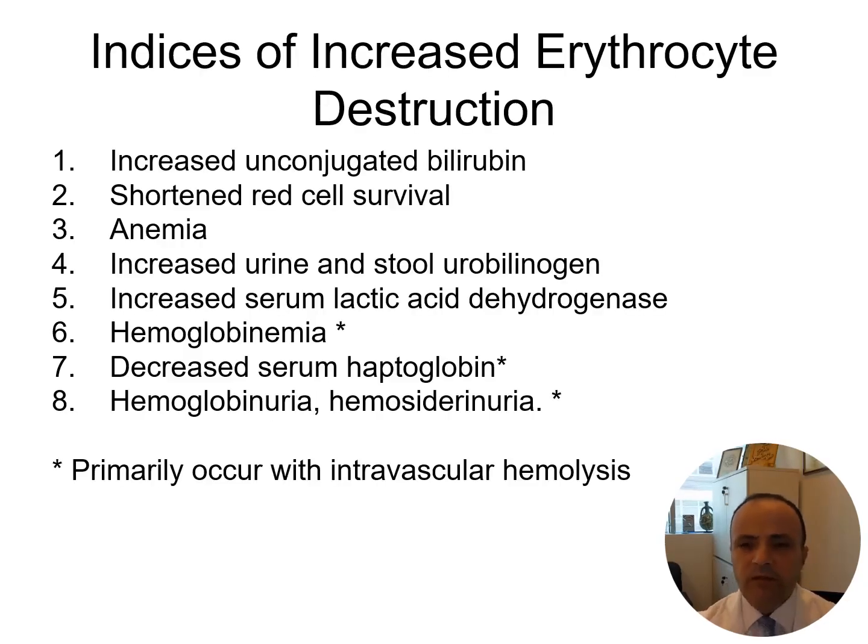So indices of increased red cell destruction: when you destroy red cells, essentially, as we mentioned, you have increased unconjugated bilirubin and conjugated bilirubin, shortened red blood cell survival, and of course this results in anemia.